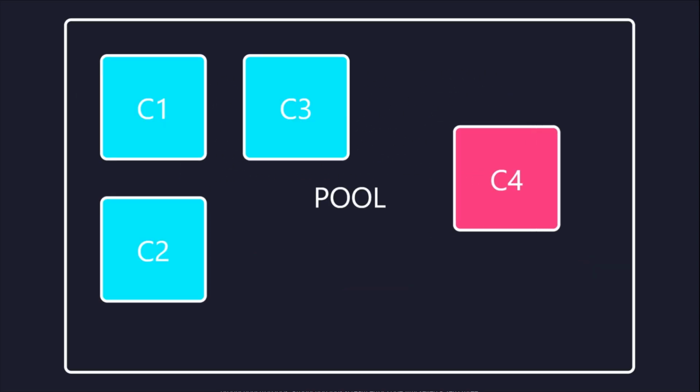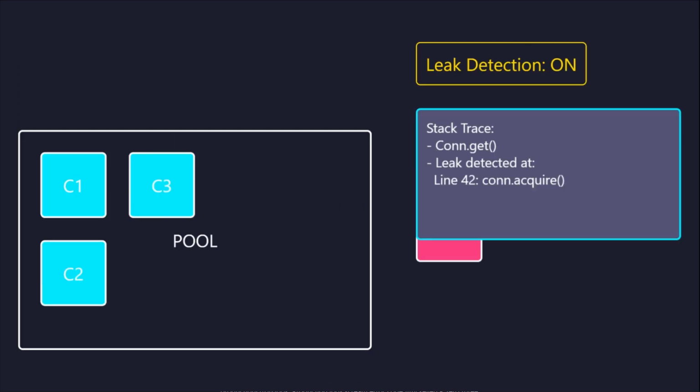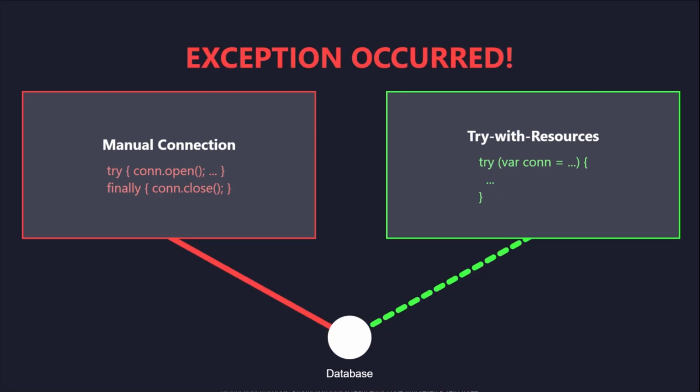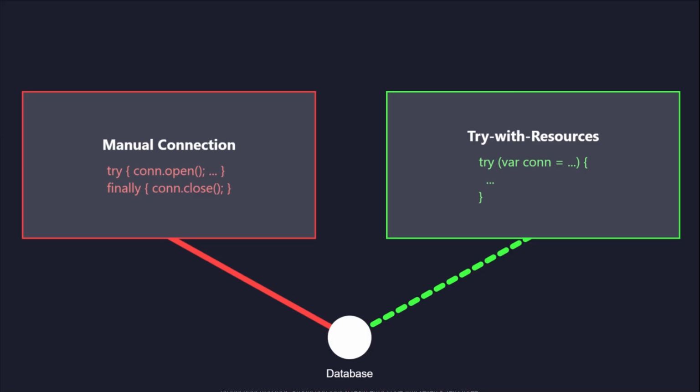Enable leak detection properties in your pooler configuration. This logs stack traces of any code that fails to return a connection to the pool. In Java, always use try-with-resources. This pattern guarantees that the database connection is closed even if an exception occurs during execution.